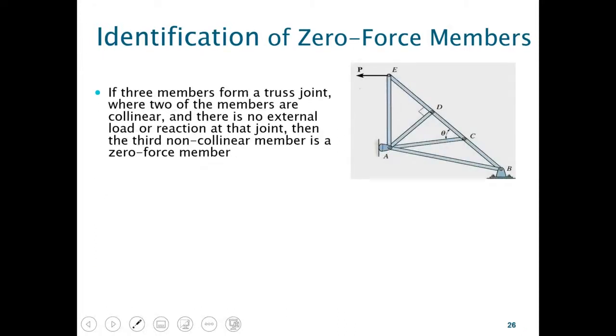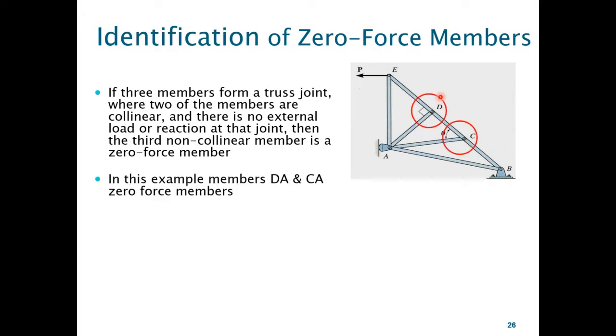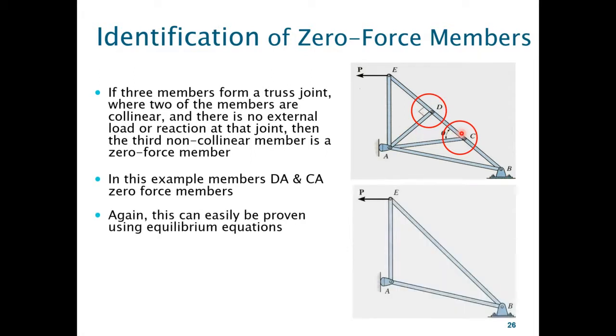The second case is where three members form a truss joint where two of the members are collinear. So we have three members and two of them are collinear, and here's another two that are collinear. And there's no external load, so no load here or no load there. At the joint, then the third non-collinear member has zero force in it. So in this case, that's AD and AC that don't have any loads in them.